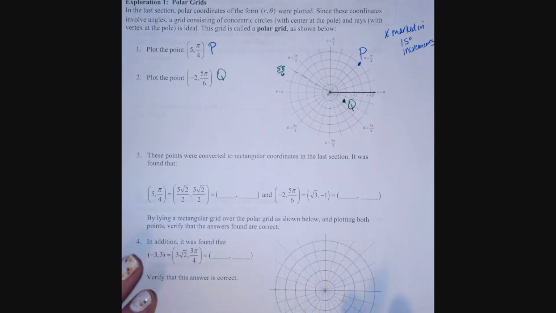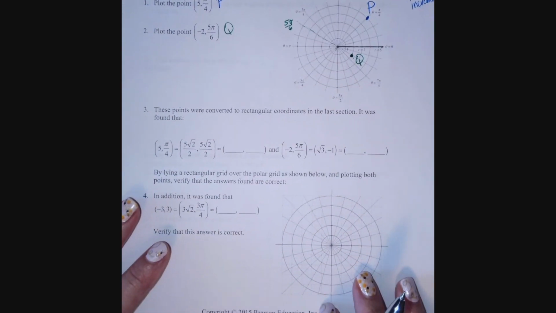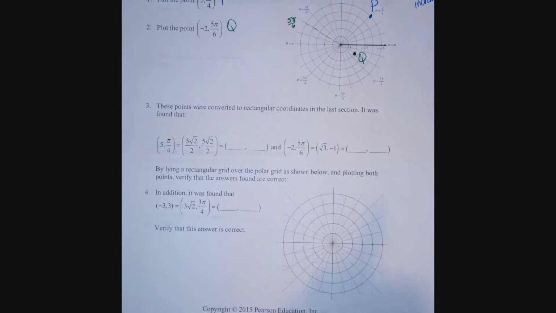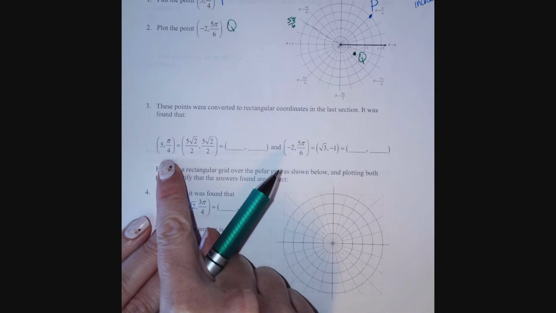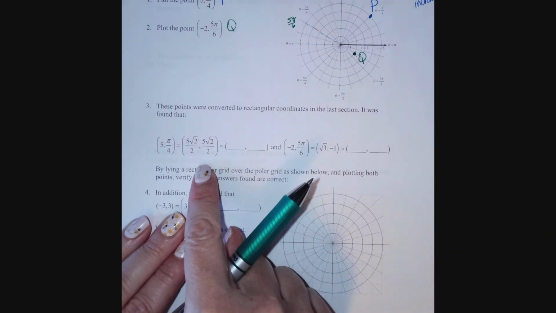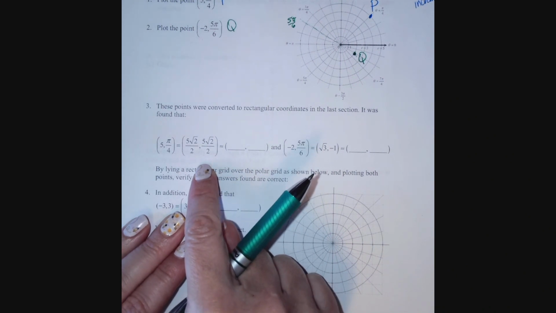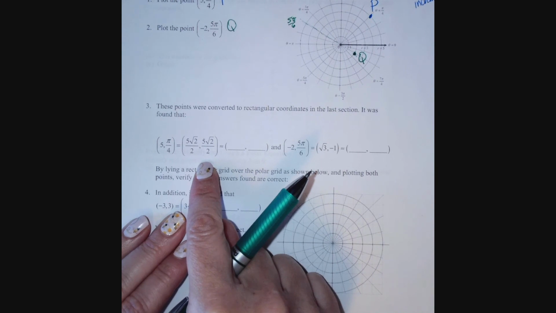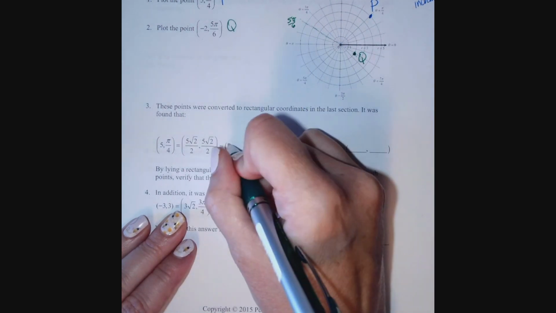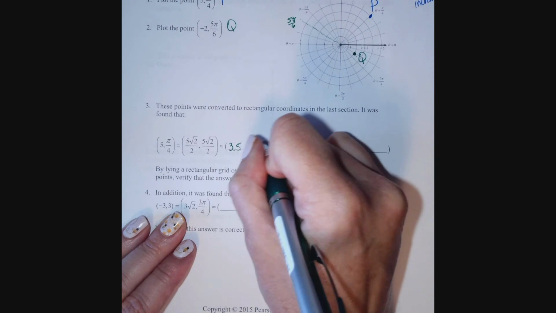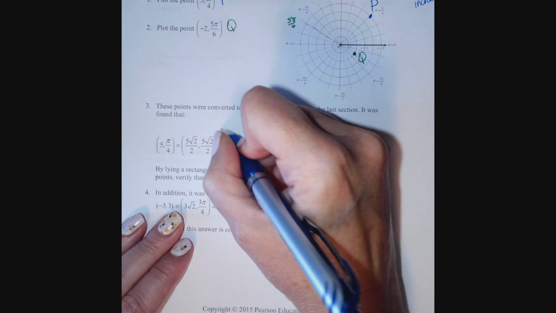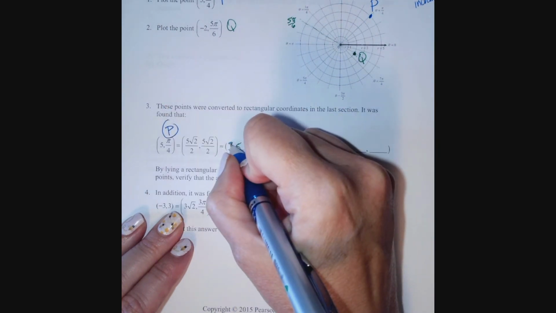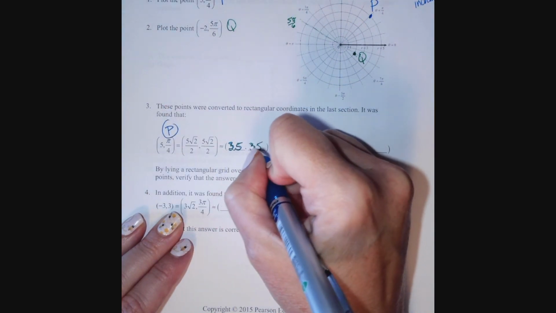These points were converted to rectangular coordinates in section 8.1. If you want to flip back to your notes there, that's great. Otherwise, just notice that 5, pi fourths became 5 square root 2 over 2, 5 square root 2 over 2. If I put that into my calculator, because if I'm going to graph this point I need an approximation, I get about 3.5 for both of those. These are my coordinates for point P, 3.5, 3.5.